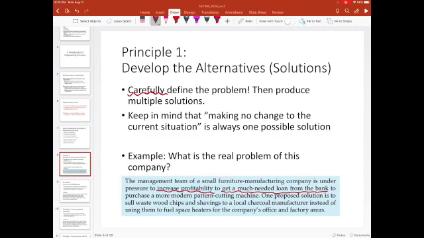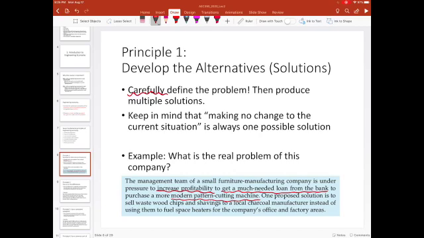Okay, to purchase a more modern pattern cutting machine. One proposed solution is to sell waste wood chips and shavings to a local charcoal manufacturer instead of using them to fuel space heaters for the company's office and factory areas. So they already come up with one solution, but let's just stop there. Let's just define the problem first, okay?